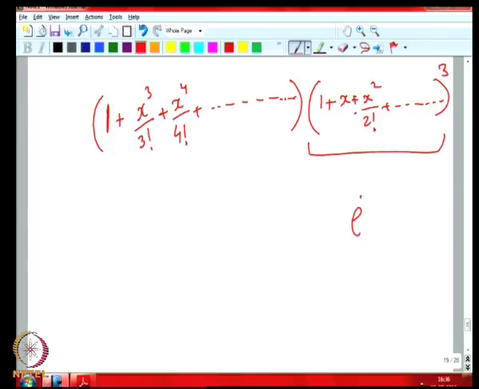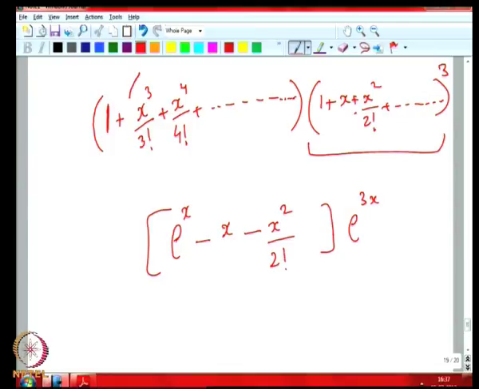This is e raised to x cube, that means e raised to 3x. But what is this? This is something less than e raised to x. This is e raised to x minus the first term, that is x minus x square by 2 factorial. That is what we removed from here. Here these 2 terms were missing, this term and this term were missing, right. So therefore we subtract it.